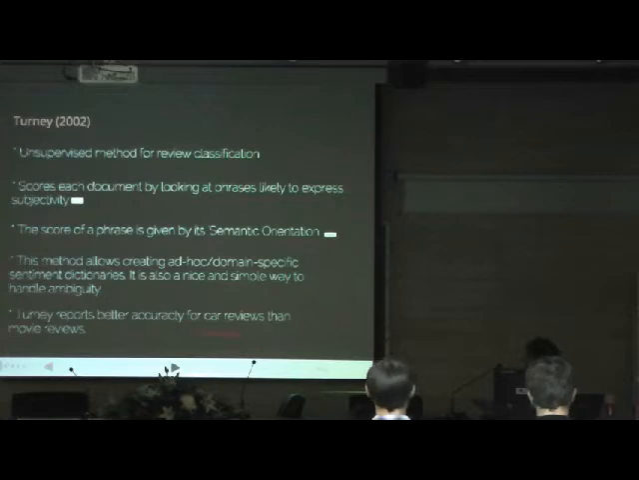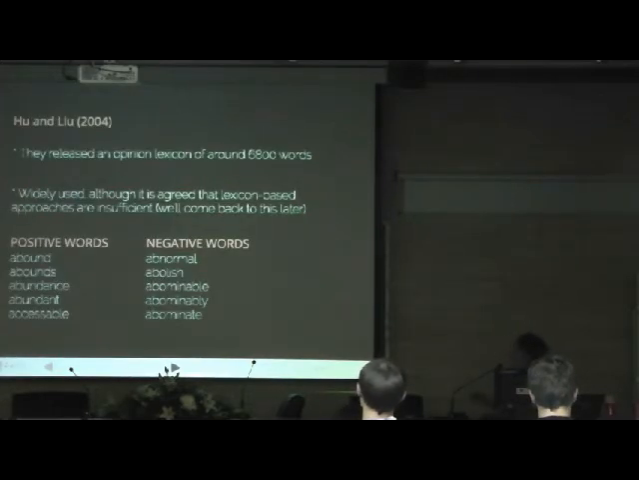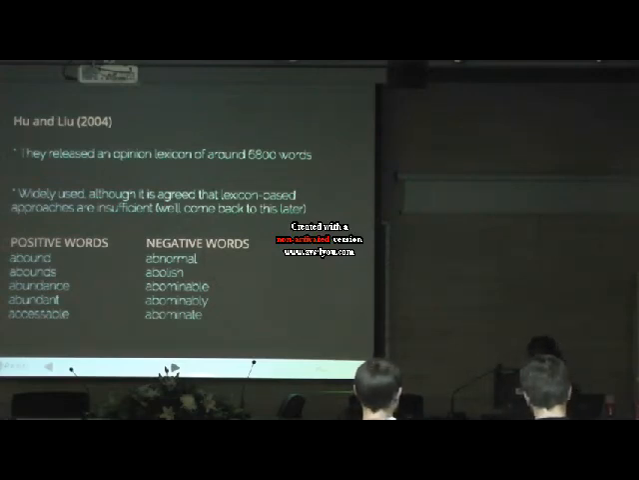Turney reports better accuracy for car reviews than for movie reviews. I don't think I have time to explain why, but if you're curious, at question time we can go back to that. 2 years later, Hu and Liu introduced a paper that was much simpler than the Turney approach, and it was just: take 2 sentiment dictionaries, one with positive words and one with negative words. The whole thing amounted to almost 7,000 words.